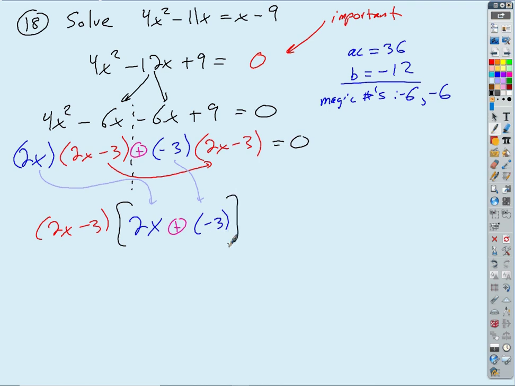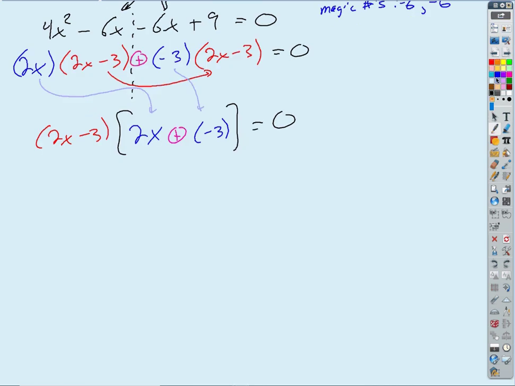Okay, make sense? And that's all equal to 0, right? And so then what do we get? On the left side, I get 2x minus 3 times 2x minus 3. Well, that's just 2x minus 3 squared, right? Equals 0. Okay, now, where do we go from there?